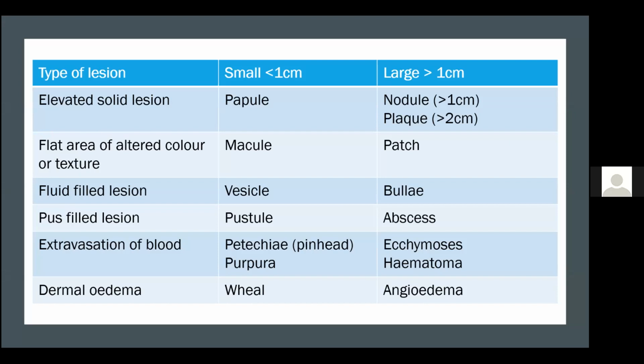If it is flat and there's a change in the color or the texture, and it's less than 1 centimeter, it's a macule. Larger than that, it's a patch. Fluid-filled lesions are vesicles or bullae, and pus-filled lesions are pustules or abscesses. When there's extravasation of blood into the skin, if it's a pinhead, it's called petechiae or purpura, and if it's larger, ecchymoses or hematoma. When there's dermal edema or edema deep in the skin, we call that a wheal or angioedema. Also, exanthem is a rash on the outside of the body, and enanthem is a rash on the inside of the body, on your mucosal surfaces.